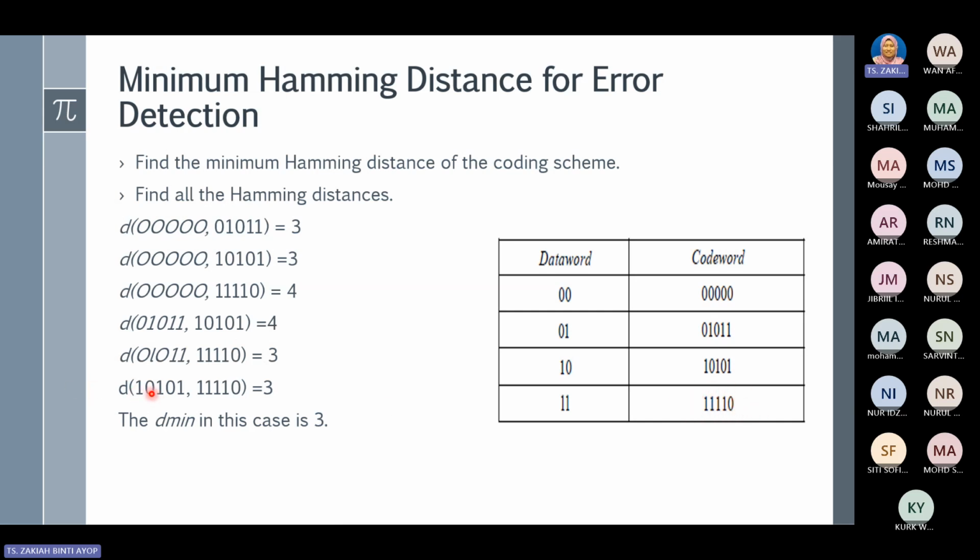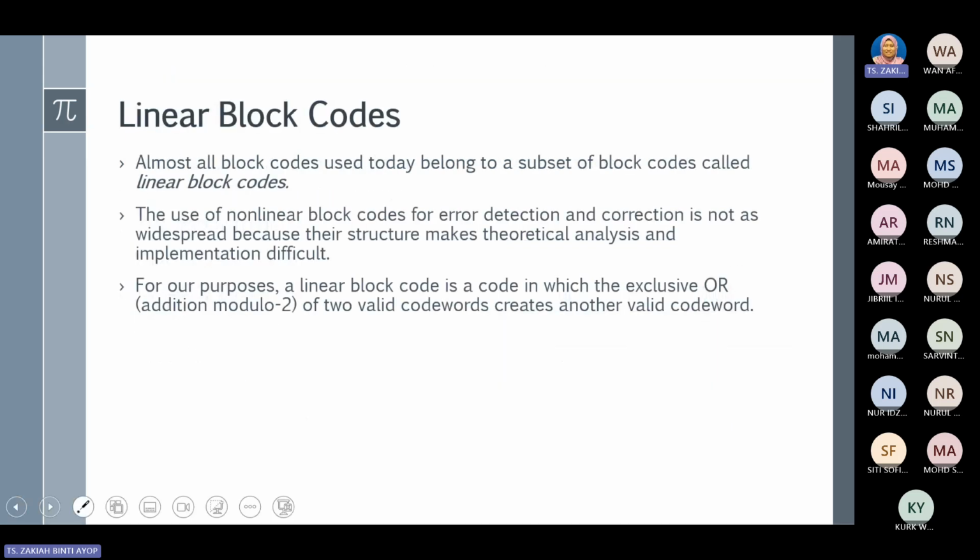What will the Hamming distance be? 1 and 1 is 0, 0 and 1 is 1, 1 and 1 is 0, so only 1 bit so far. And then 0 and 1 is 1, so there are 2 bits. 1 and 0 is also 1, so there are 3 bits. So the minimum Hamming distance for these types of code words would be 3, the smallest that can allow some error correction.